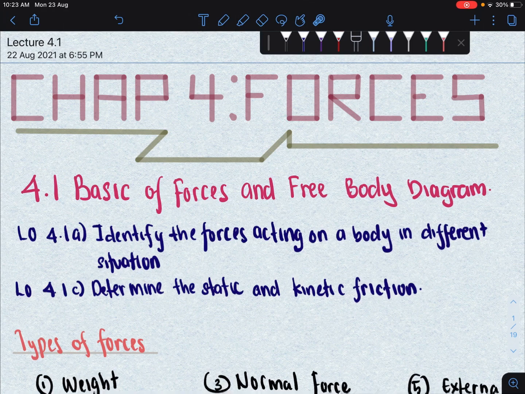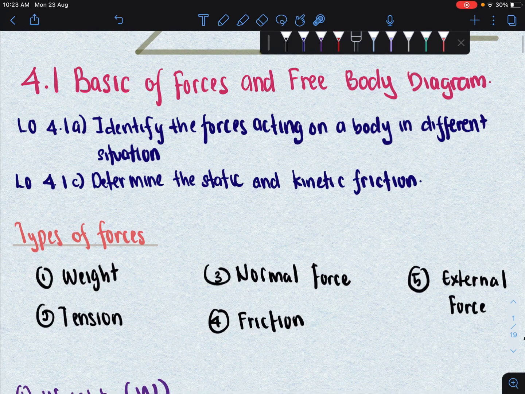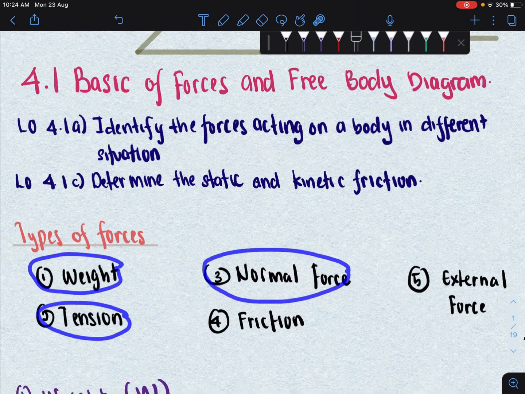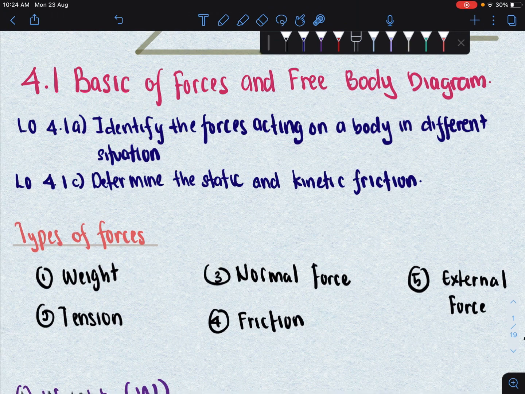also in nature. Okay, however, there are these 5 common forces that we will be learning in our syllabus. So our syllabus will only look at these 5 types of forces. The first one is the weight force, tension force, normal force, friction force, and also external force. So these are the 5 types of forces that we are going to learn.